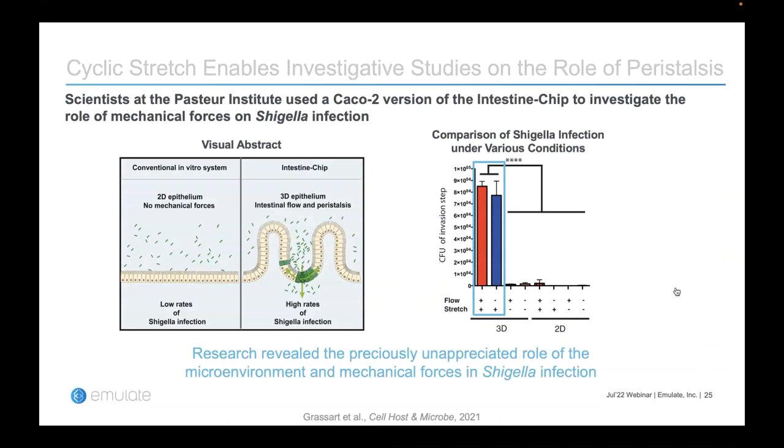So in this example, and this was published by Grazart last year, here we're looking at Shigella infection. And here in the publication, they were showing that in fact, intestinal flow and peristalsis are important for driving the mechanism of how Shigella infect the epithelium. So we're looking at identifying new mechanisms of infection, which then enables you to look at ways of perturbing those pathways and those mechanisms.